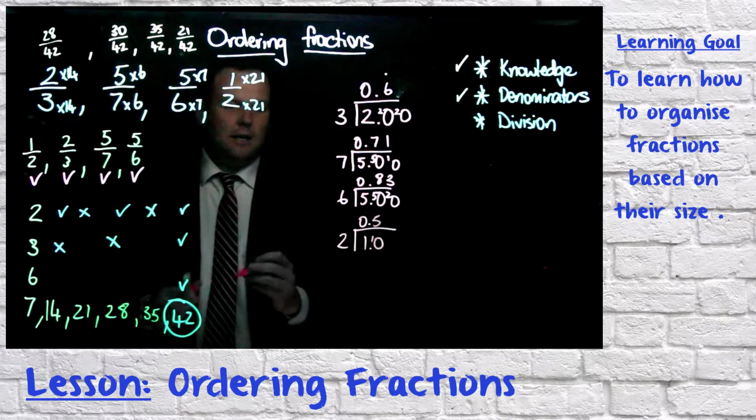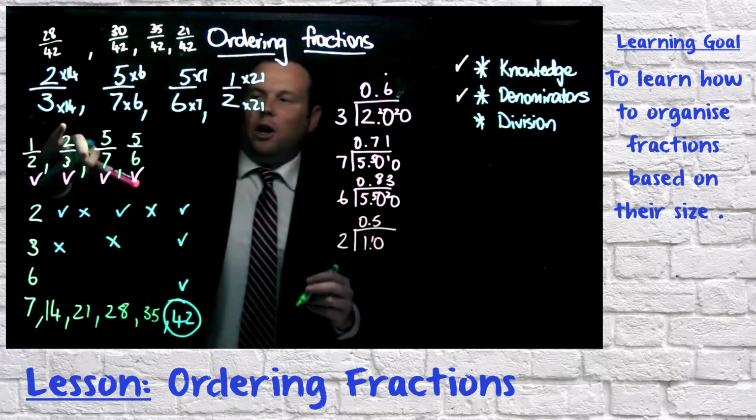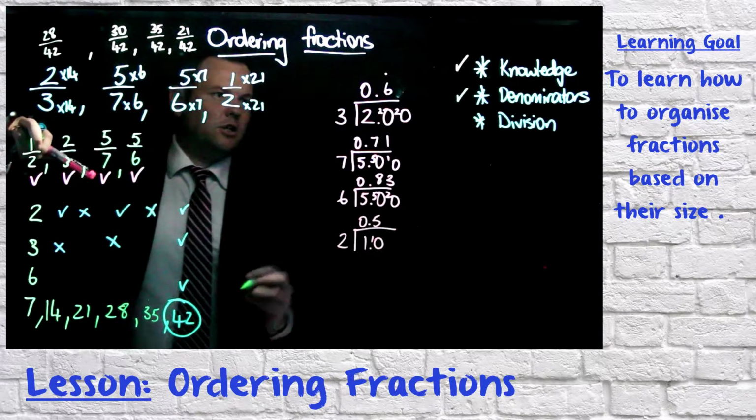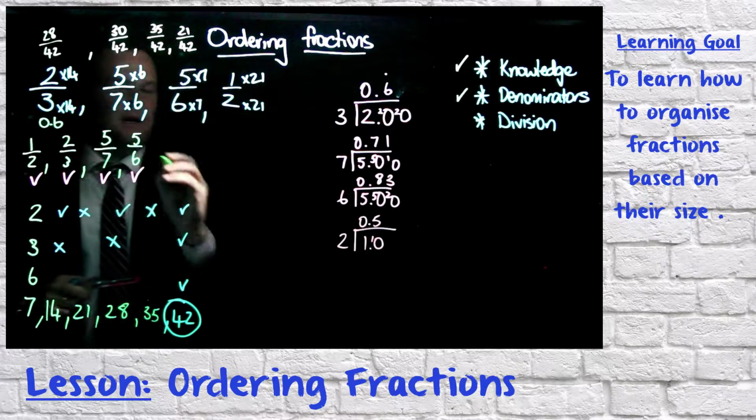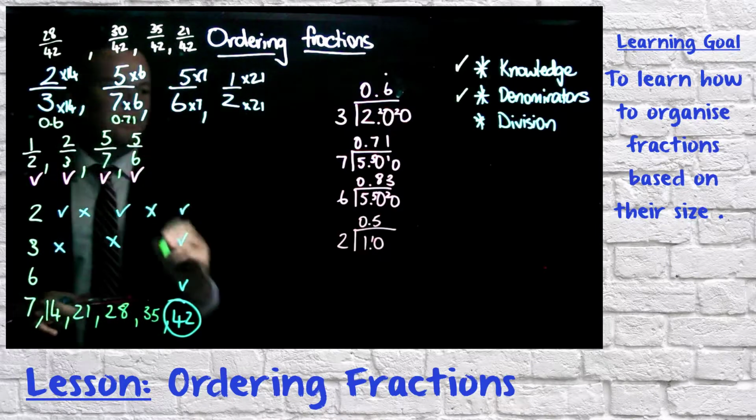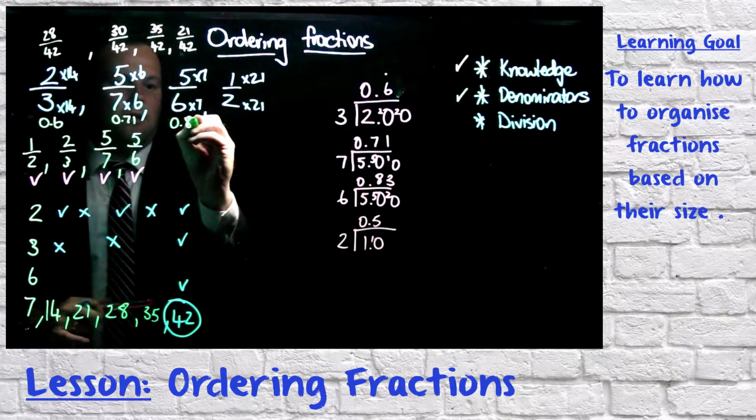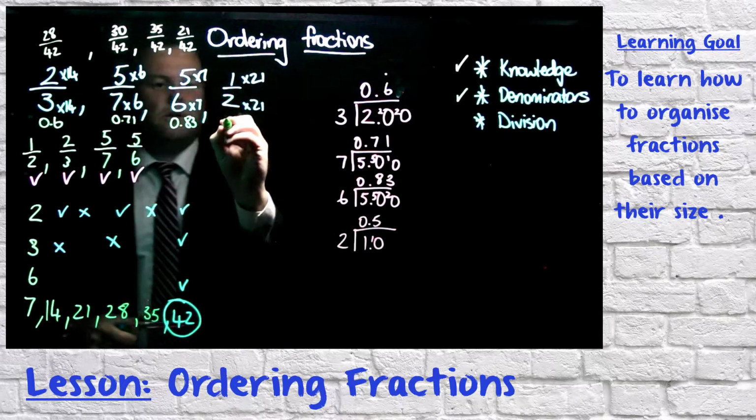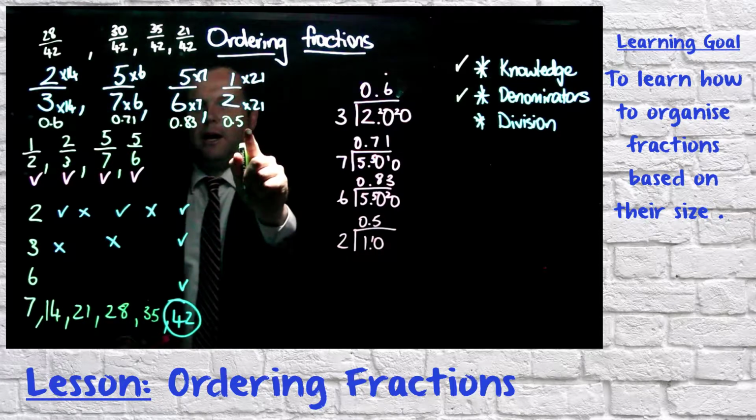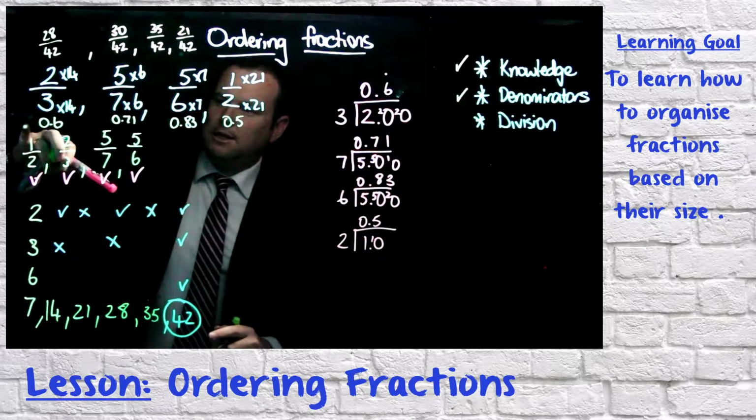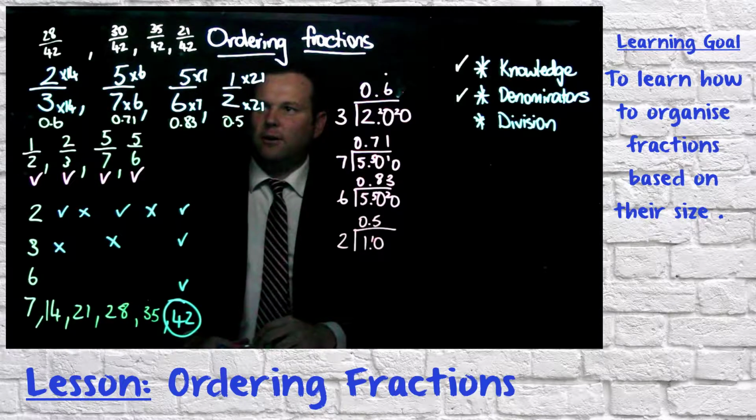So here we can see the sizes of our fractions. 2/3 is 0.6. 5/7 is 0.71. 5/6 is 0.83, and then 1/2 is 0.5. Okay? So once again, we know that the order, this one has to be last, this one has to be second last, third last, and then 5/6 is our first one, okay?